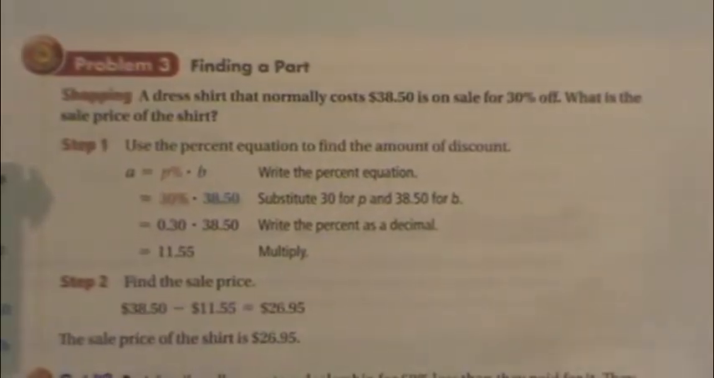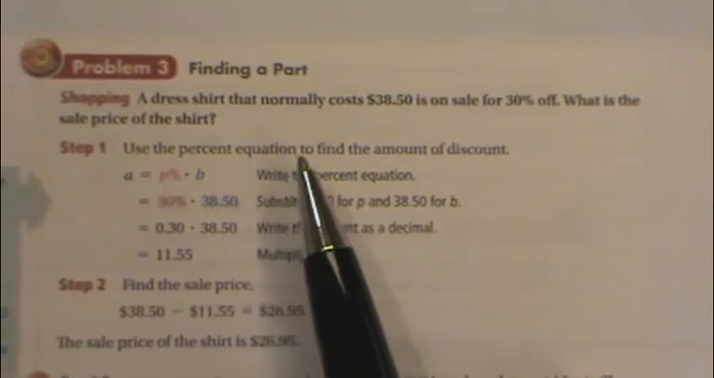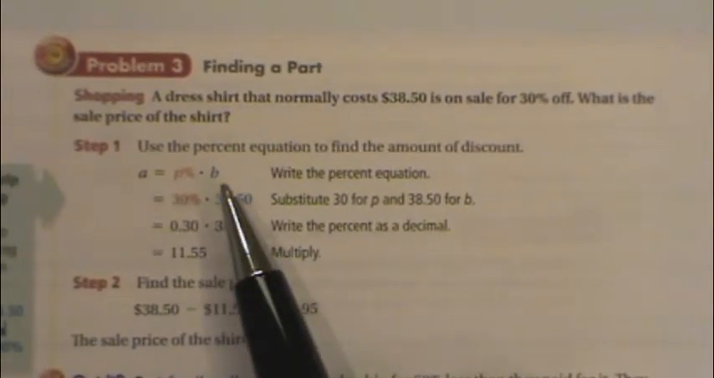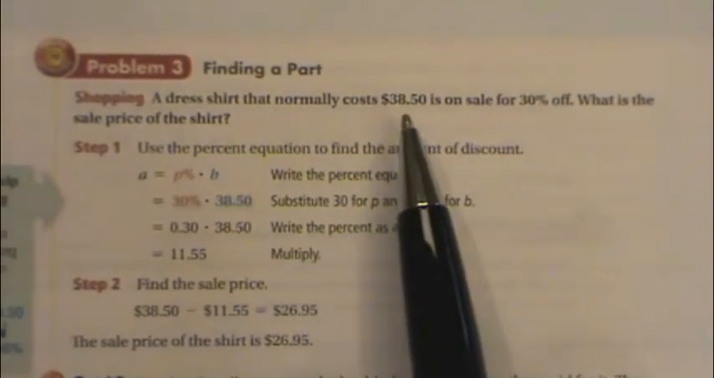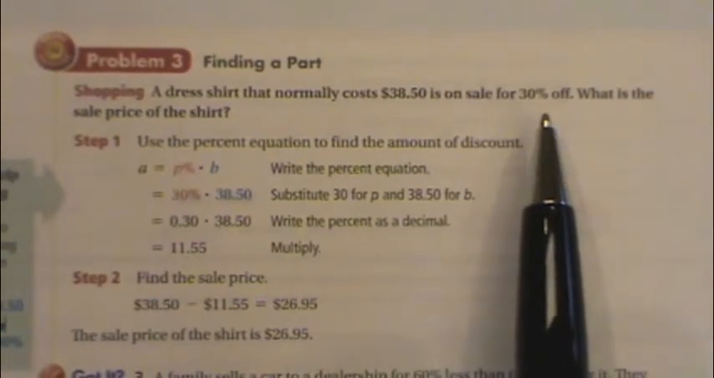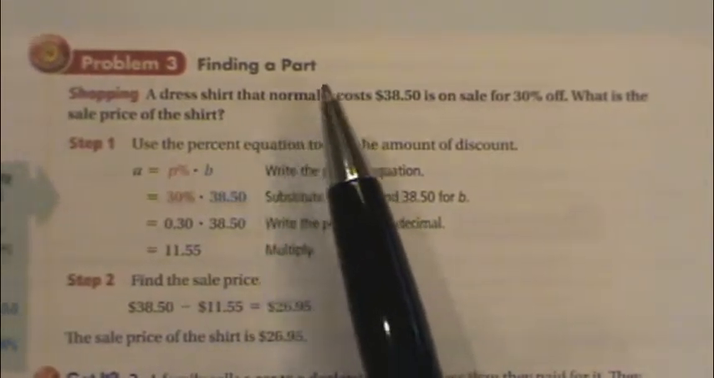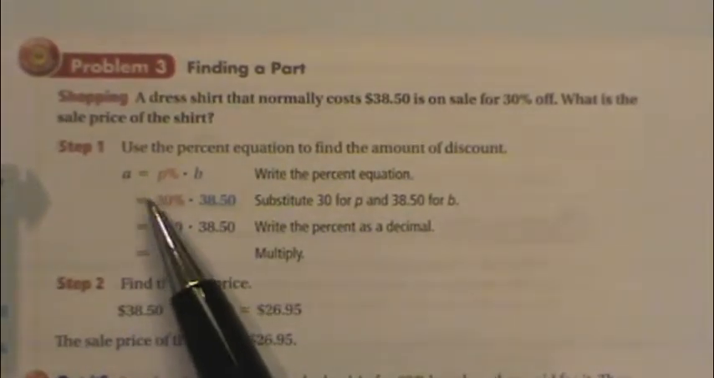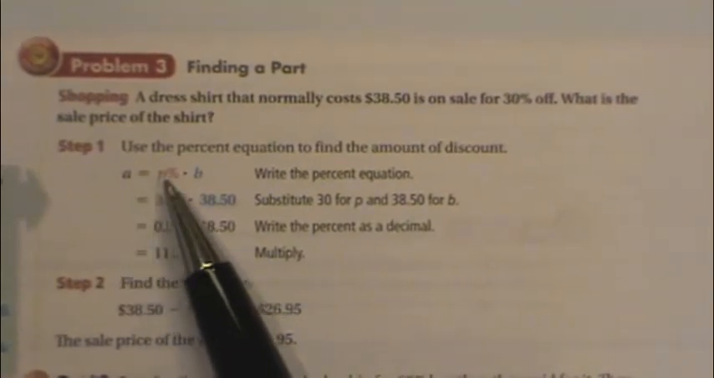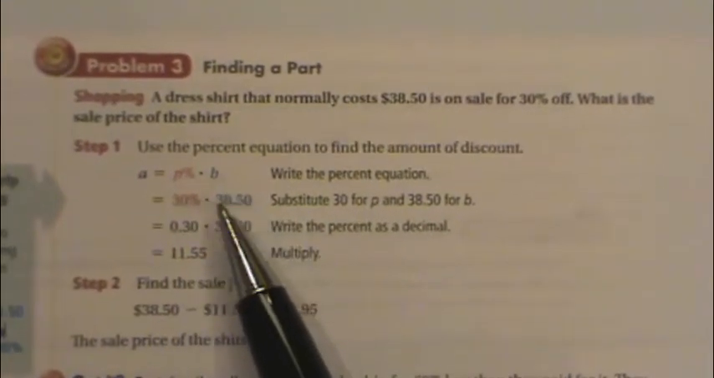So with problem 3 on page 139, we're not really changing anything other than which part of our equation we're looking for. They give us the cost of the shirt, they give us the percentage that it's on sale for, and they want to know what the sale price of the shirt is. So they are suggesting that you start with the percent equation: A equals P percent, or P over 100, times B.